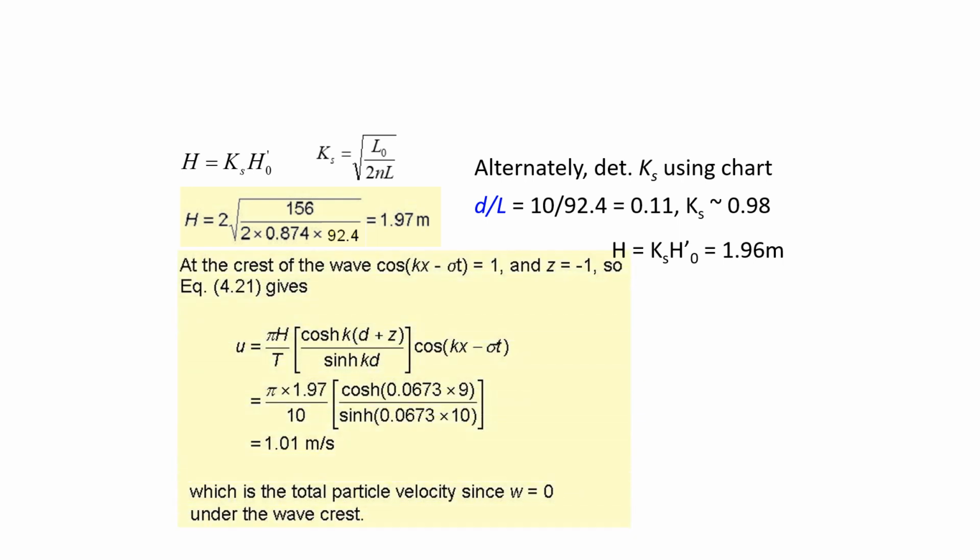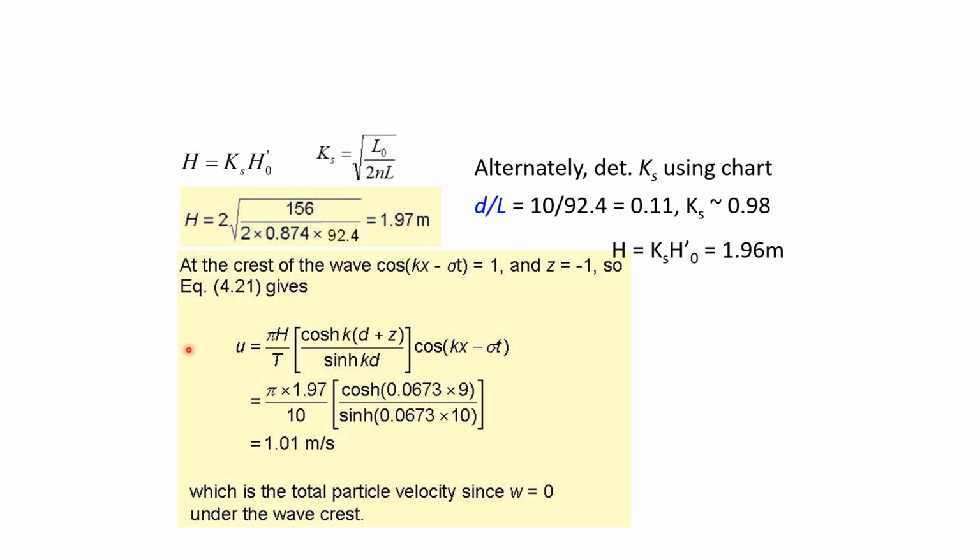So next we want to proceed to determine the water particle velocity at the crest, located at a position which is 1 meter below the still water level. So z equals -1. So we use the equation for the water particle velocity. We have this part, which is the magnitude. We have this square bracket, which is the hyperbolic term, and we have this cosine, which is the phase term. Since we are looking at the crest, the cosine term must be equal to 1.